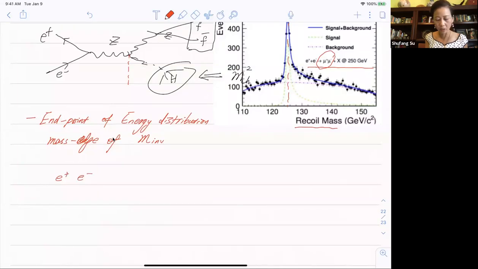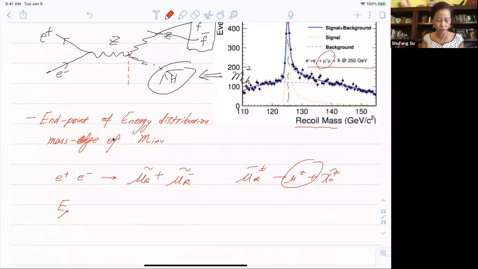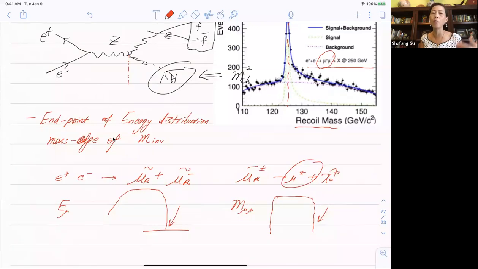So if I have e+ e-, for those of you who are SUSY lovers, producing a smuon pair, and each smuon goes into a muon plus some missing energy, you're going to observe those muons. By looking at the energy of the muons, which has a certain distribution, you will see an endpoint, and the endpoint will be related to the masses of the particles involved. Or if I look at the invariant mass of the muons, again you're going to see an edge, which again indicates the mass of the particles involved. So those are more advanced kinematic variables that you're going to use, okay?